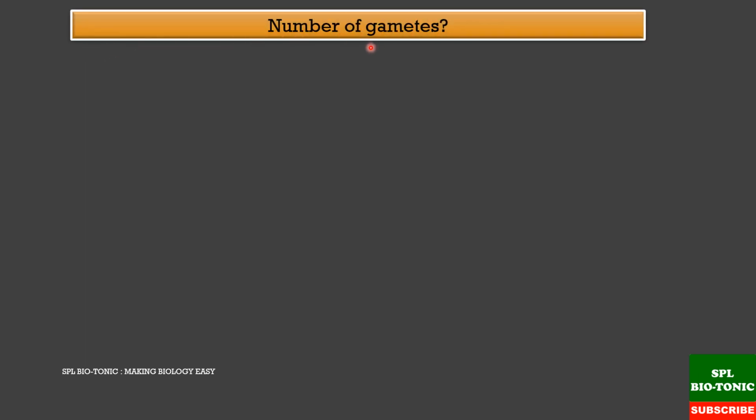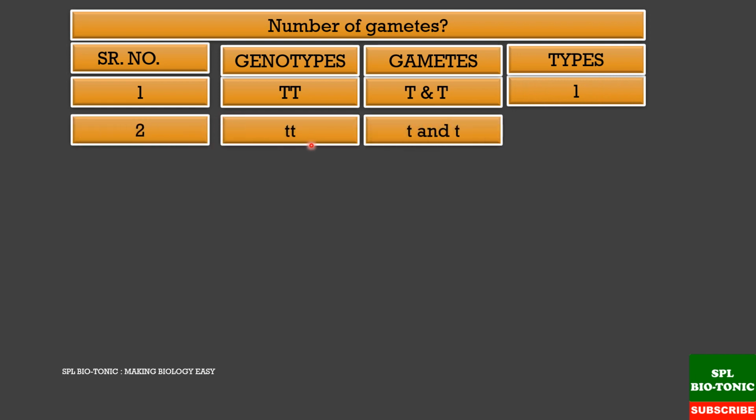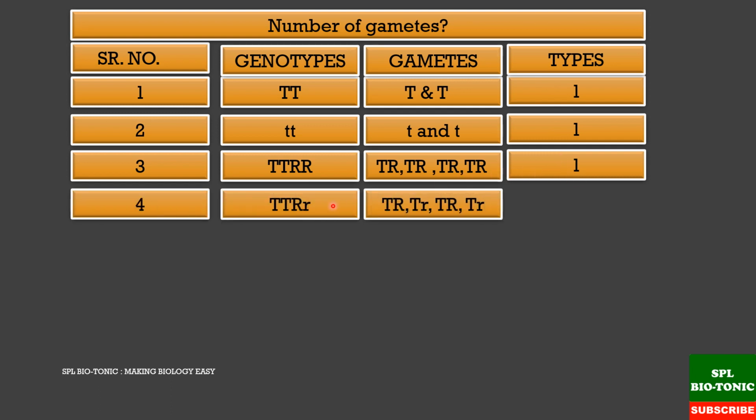Students, before we start with dihybrid cross, let us understand how the number of gametes is formed. Let us take the first example. The genotype is TT. It forms two gametes of one type. So one type of gamete is formed. In the second case, tt forms two gametes, but again of one type. In the third case, TTRR also forms four gametes but of one type. So the number of gametes formed is 4 but the type is 1. In the fourth case, TTRr forms 4 gametes but there are only two types. So the answer is 2.